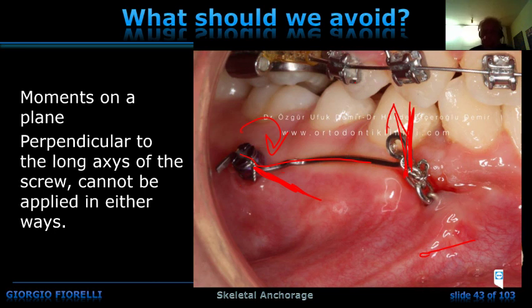And this guy was saying, well, this system of TADs between the roots doesn't work. This is not the problem. The problem is that he was using a moment that shouldn't be used. And there are many ways to avoid it. We'll see this in a while.